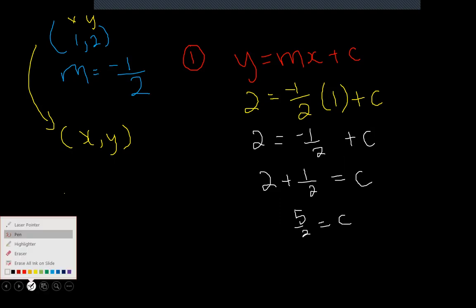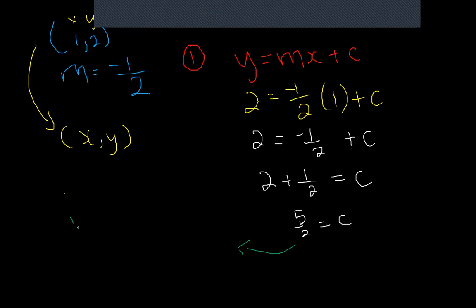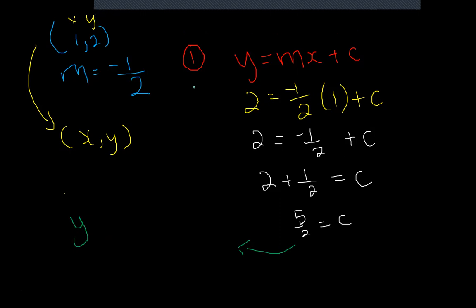So now I could rewrite this to get it in the form y is equal to mx plus c. So you put back the y. Remember, if you don't know what I'm talking about, let me know. Okay, so y is equal to m. We know m is minus a half, so you put minus a half. You put back x, and we know that c is 5 on 2, so you put plus 5 on 2. And this is my answer right here.